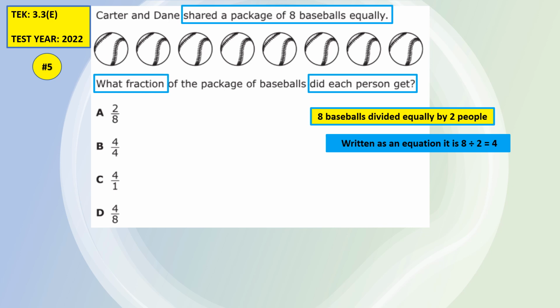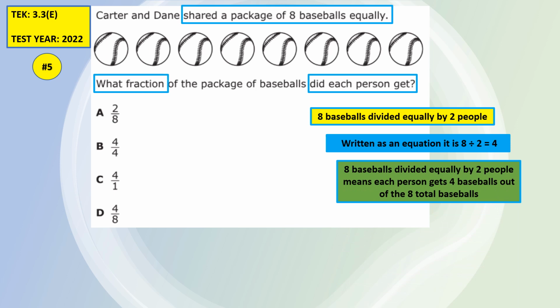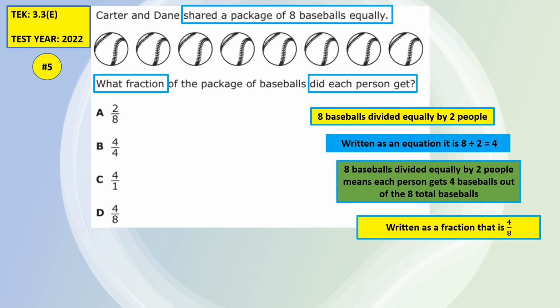Carter would get 4 baseballs. Dane would get 4 baseballs. But that's not a fraction. I have to write it as a fraction. So 8 baseballs divided equally by 2 people means that each person gets 4 baseballs out of the 8 total baseballs. So out of the total 8 baseballs, Carter would get 4 out of 8, and Dane would get 4 out of 8. So written as a fraction, that is 4/8. So that means that our correct answer is D.